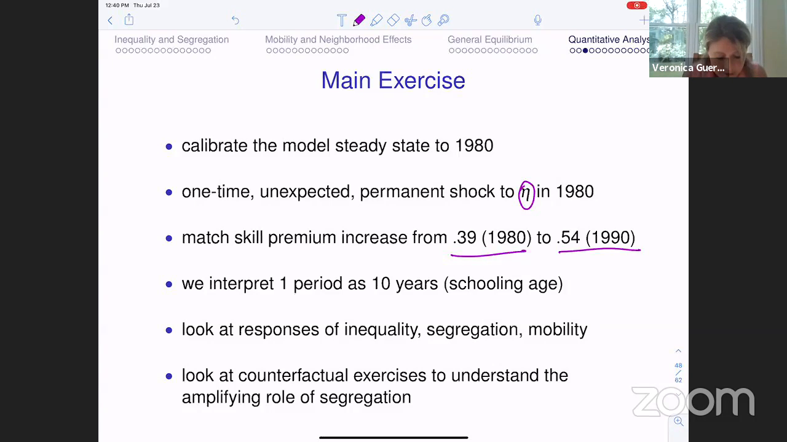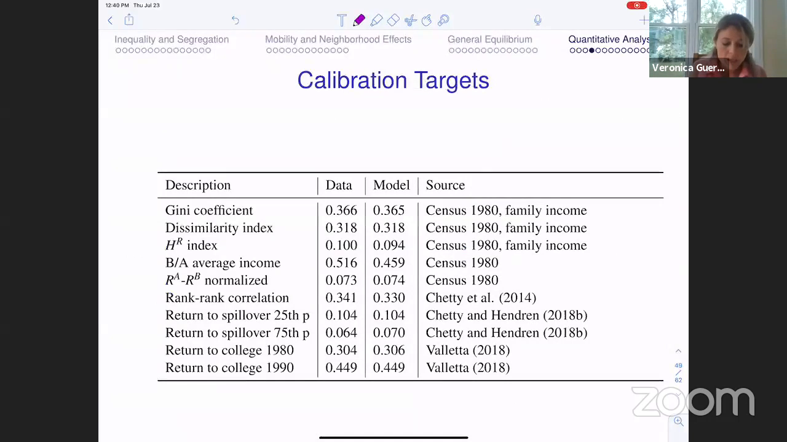And then we're going to look at the responses of inequality, segregation, and mobility that the model implies. And then we're going to run our counterfactual to try to assess how important is segregation in amplifying inequality. So these are the calibration targets. So we are going to calibrate the model to match the Gini coefficient inequality in 1980, the one I've just shown you, the dissimilarity index in 1980.